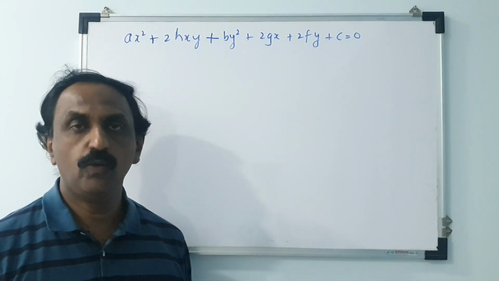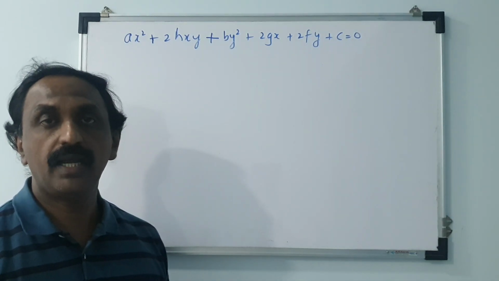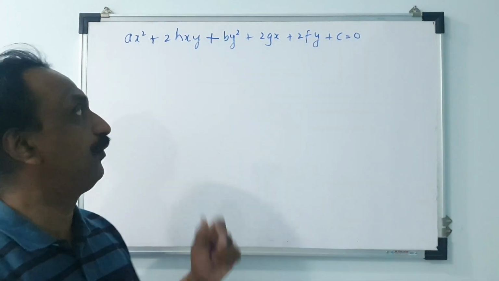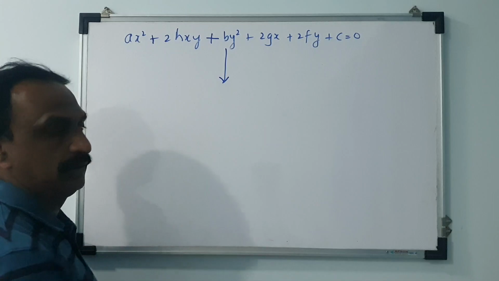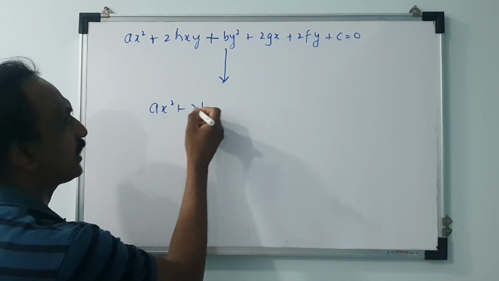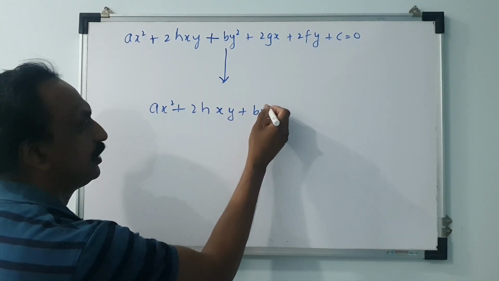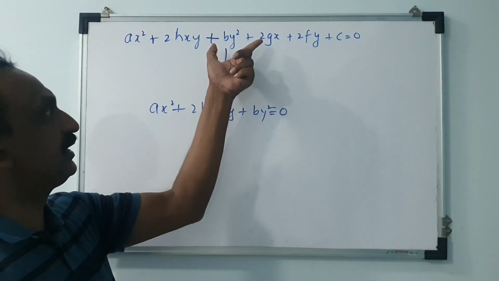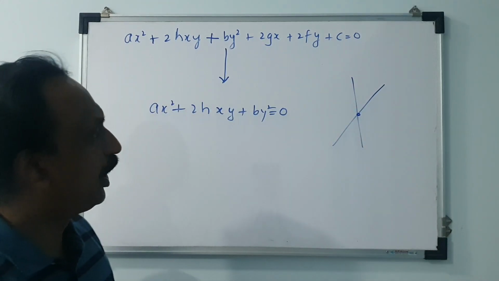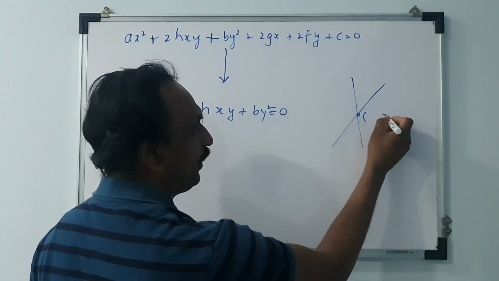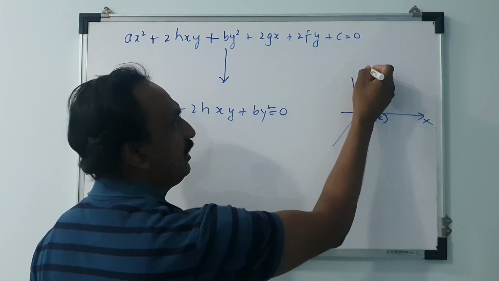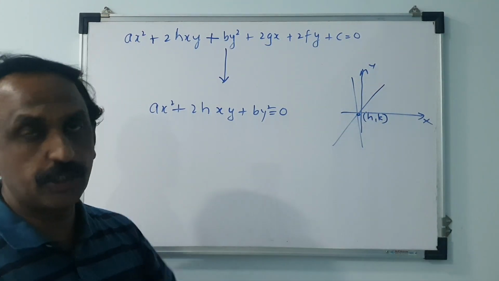Now we will see when this equation will represent a pair of lines. This equation would represent a pair of lines if, by shifting the origin, it can be converted to the form ax² + 2hxy + by² = 0. Geometrically, if this is representing a pair of lines of this format, and I shift the origin to the point of intersection, then it would become a pair of lines passing through the origin.